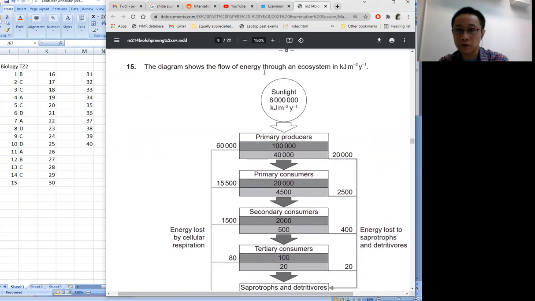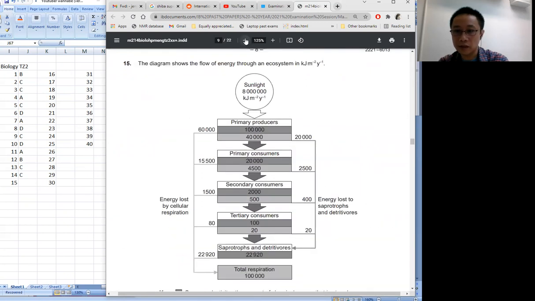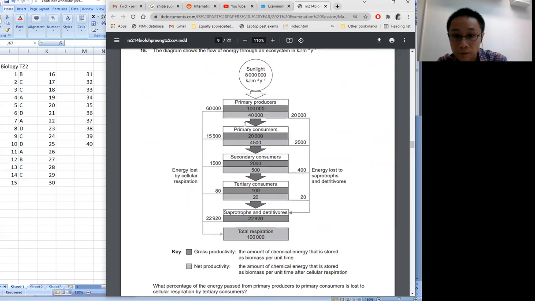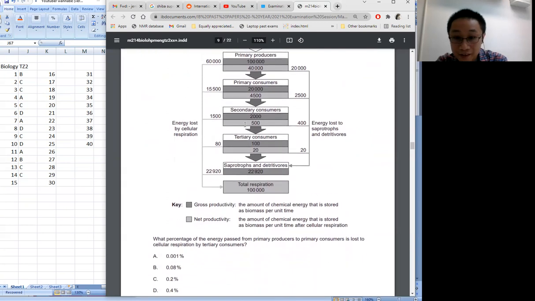Question 15, the diagram shows the flow of energy. It's a big diagram, so I need to make it smaller. Oh, that's so big. So what percentage of the energy passed from the primary producers to primary consumers is lost to cellular respiration by the tertiary consumers? That's crazy.